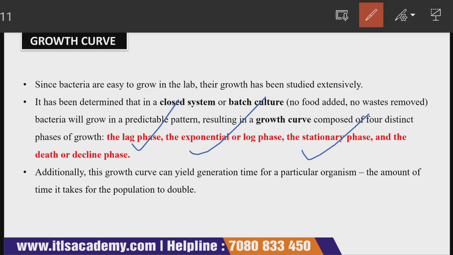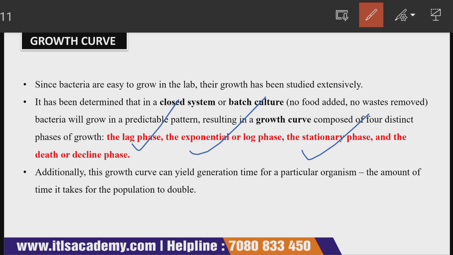Additionally, this growth curve can yield the generation time for a particular organism, that is the amount of time it takes for the population to double. So the growth curve can also tell how the bacteria are growing, how the population is doubling, and the amount of time taken by a bacterium to double its population.